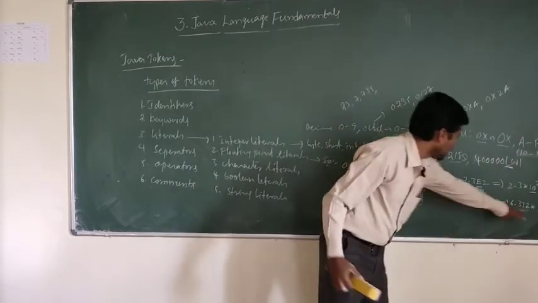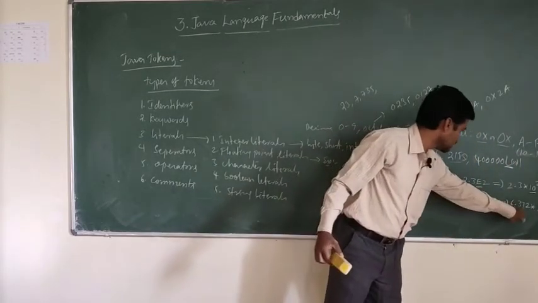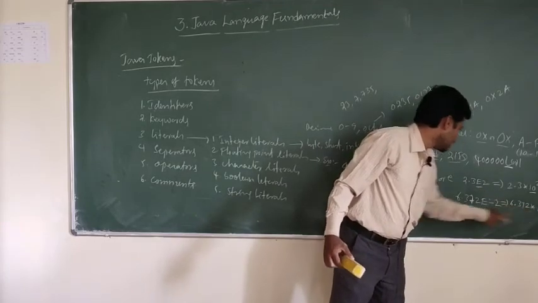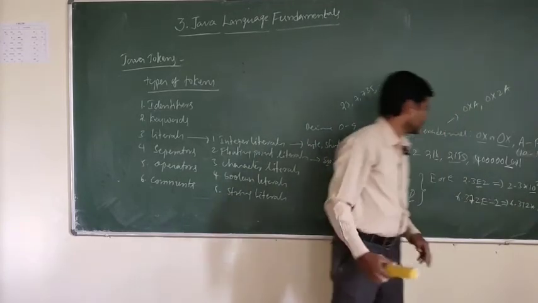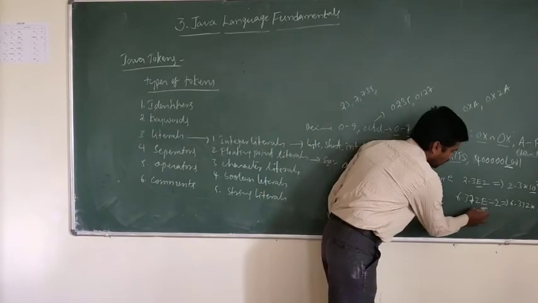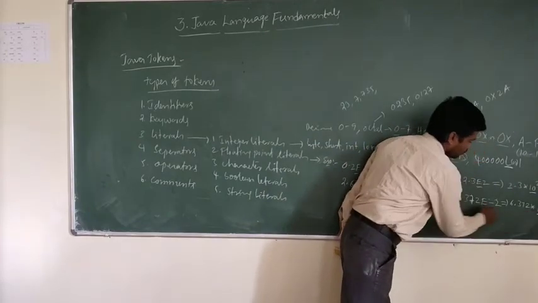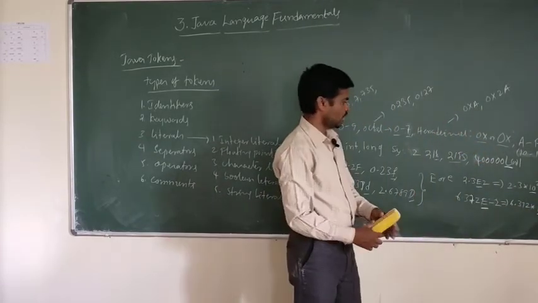So this will be equivalent to 6.372 into 10 to the power of minus 2. So that means E for exponent of 10. So like that you can define.